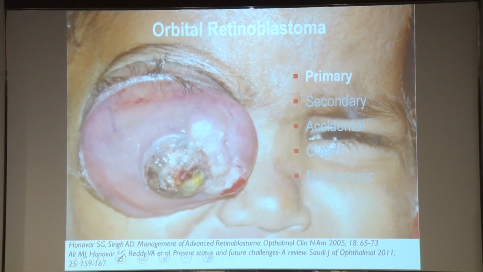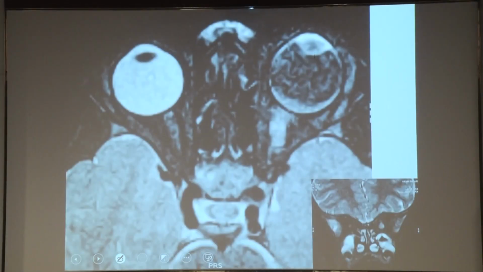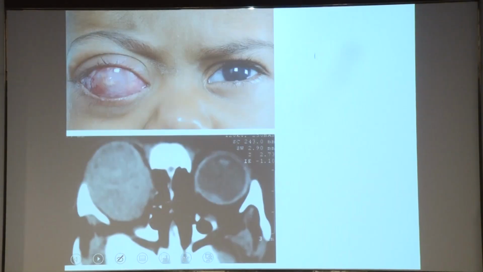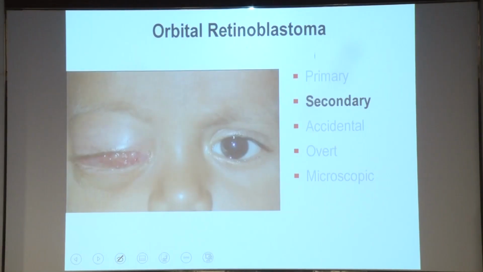Now, there are 5 variants of orbital RB. Morphological classification: primary, when a child who has not undergone any treatment earlier presents with orbital retinoblastoma. It may present as primary orbital RB, or sometimes you may not see it clinically. There may not be any proptosis, or there may be very mild proptosis, but when you do scan, you may be able to see an orbital extension. So either it is diagnosed clinically like this, or on radiology or MRI.